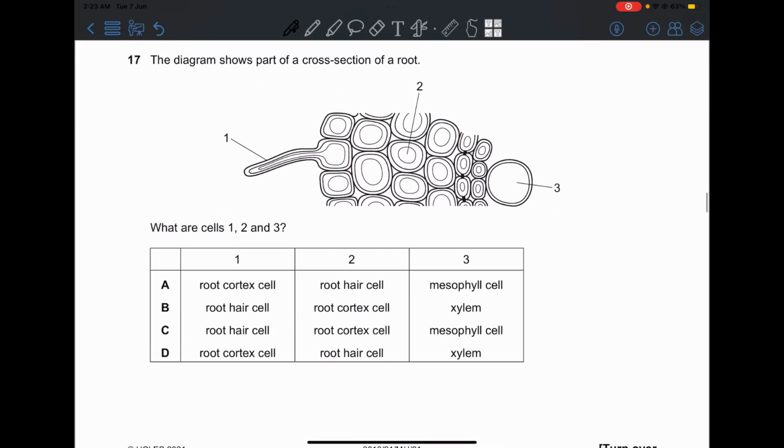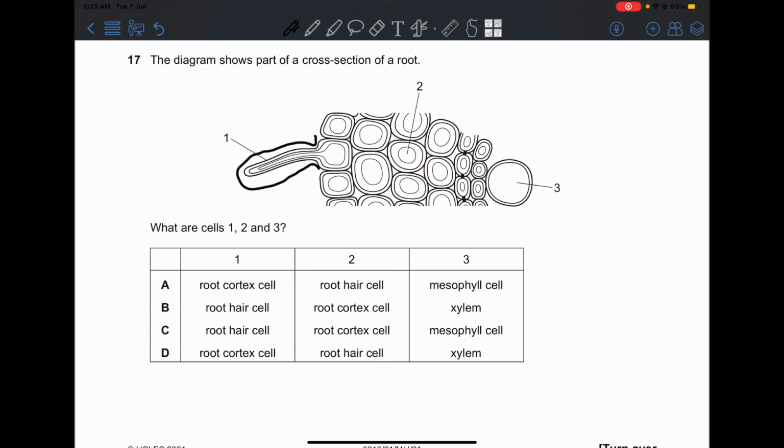Now 17, the diagram shows part of a cross section of a root. What are cells 1, 2, and 3? Now we know that 1 is actually the root hair cell because it has this extension which allows it to increase the surface area. So we're going to be choosing actually between B and C. Now 2 is the root cortex cell. Now both options say that this is the root cortex cell. The difference is in 3.